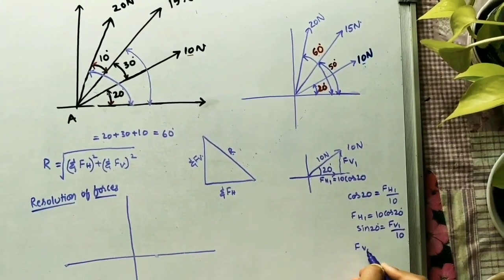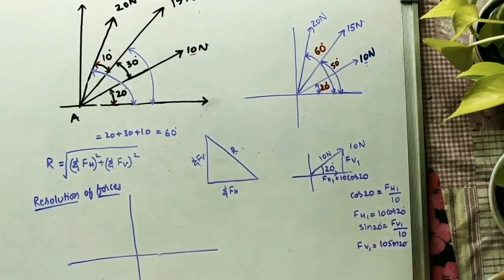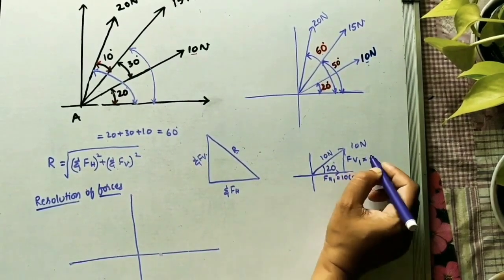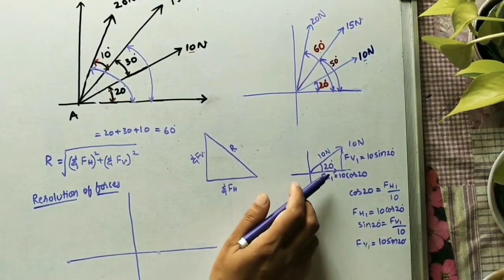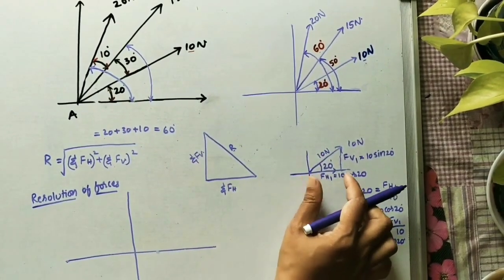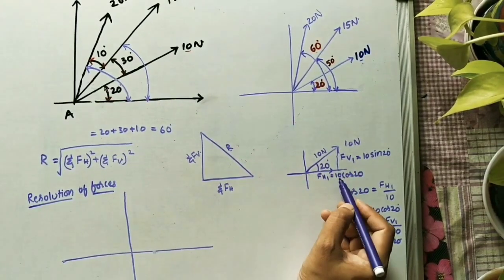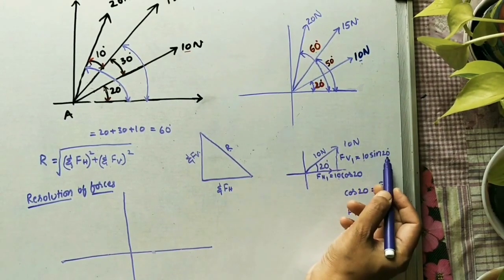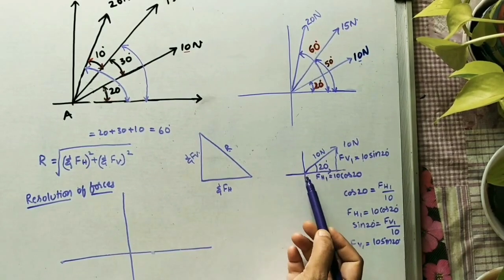So Fv1 we need to find: 10 sin 20. Okay, now write down this value, Fv1 is 10 sin 20. I told you initially we always have to take the angle with the horizontal, which means the horizontal component will always be F cos of whatever angle is given. Here the vertical component is F sin of this angle. So in the vertical component sine will come, in the horizontal component cos will come.